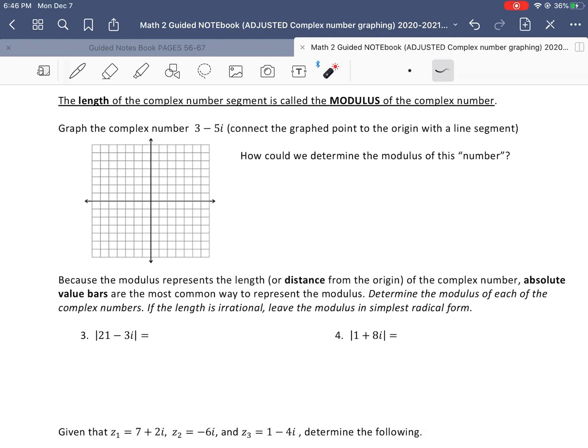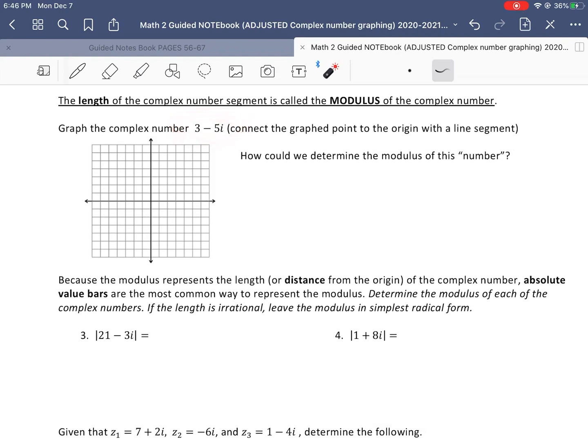All right, let's talk about what we call the modulus of a complex number. Up here at the top, we've defined the length of the complex number segment is called the modulus of the complex number. So length, what are we talking about? This relates back to what we saw on our vector graphs.